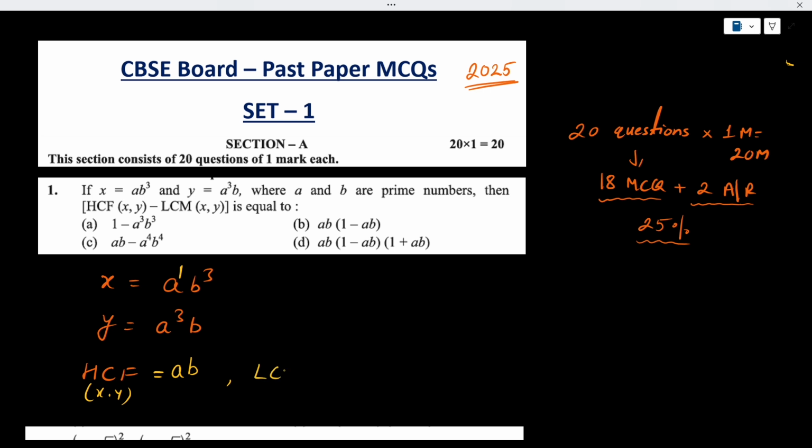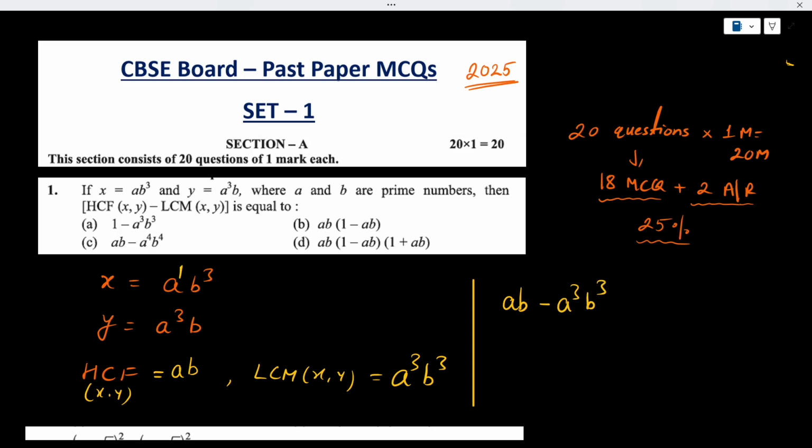Similarly, for the LCM of x and y, we take common and non-common factors also. Between a and a cube, we take the highest power, which is a cube. Similarly, between b cube and b, we take b cube, the highest power. So the LCM is a cube b cube. Now we need to take the difference of both, which is ab minus a cube b cube.